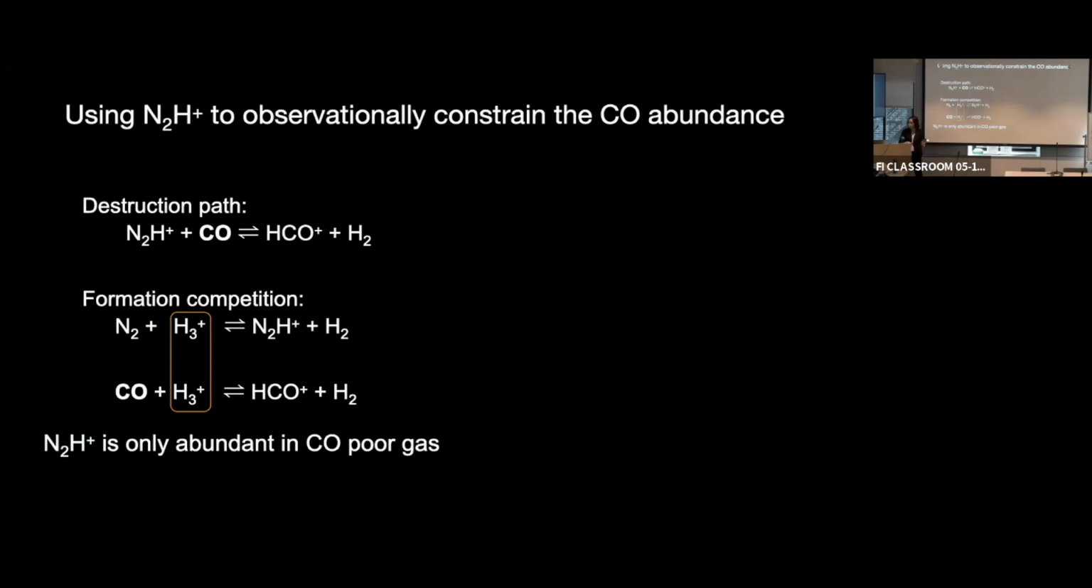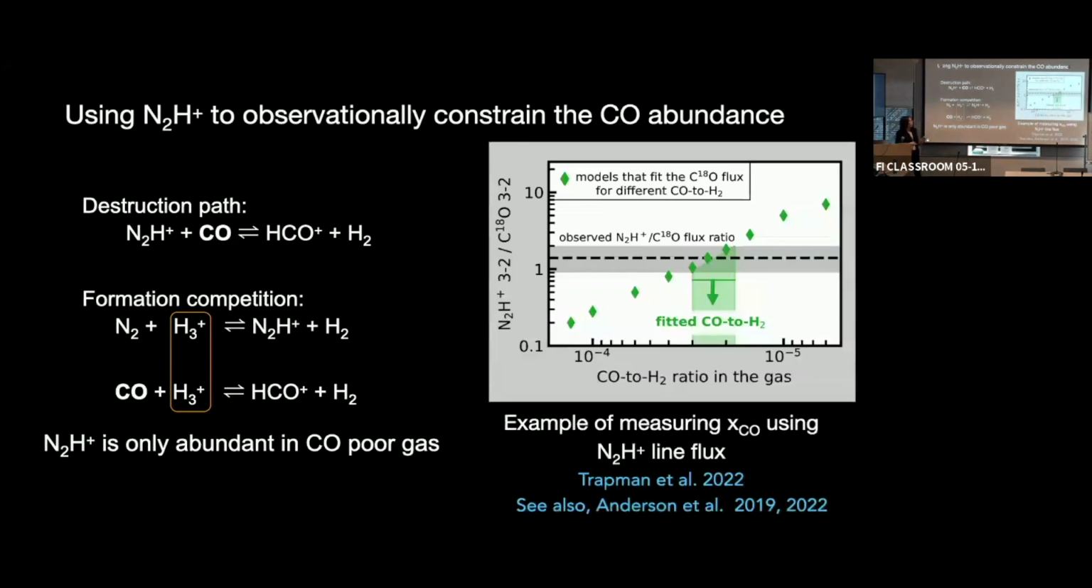As a result, we can use the N2H+ to CO isotopologue ratio. You measure the flux ratio of the two molecular line emissions, and that is an indicator of the CO to H2 abundance ratio. When you have CO-poor gas, you will have more N2H+. When you have CO-abundant gas, you will have a low N2H+ to CO ratio.